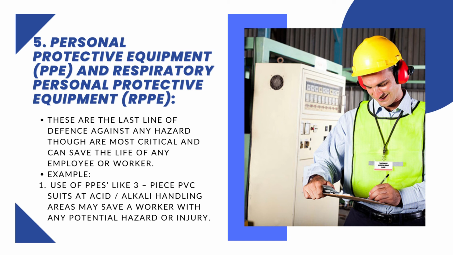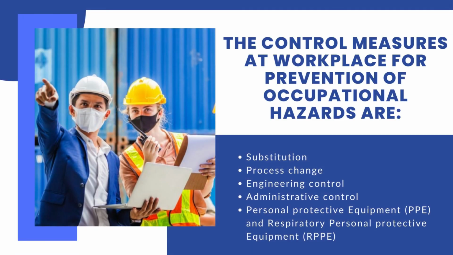So guys, these were the 5 measures to control the hazards. In this video, we discussed the methods to control hazards, which were at the source, by air path or by receiver. And more precisely, we discussed 5 control measures at the workplace for prevention of occupational hazards, which were substitution, process change, engineering control, administrative control, and use of personal protective equipment.